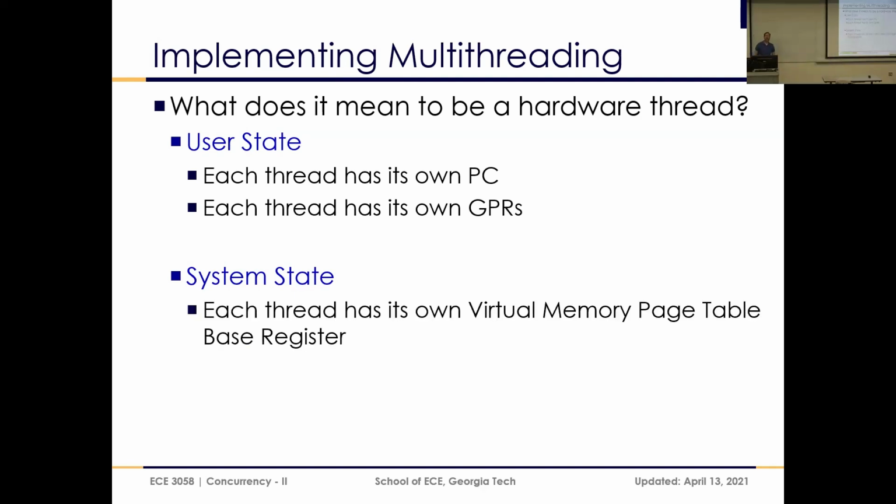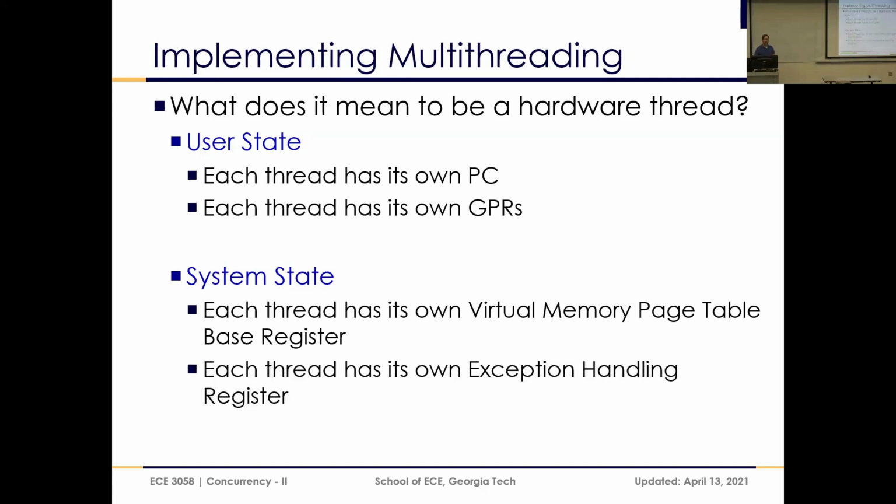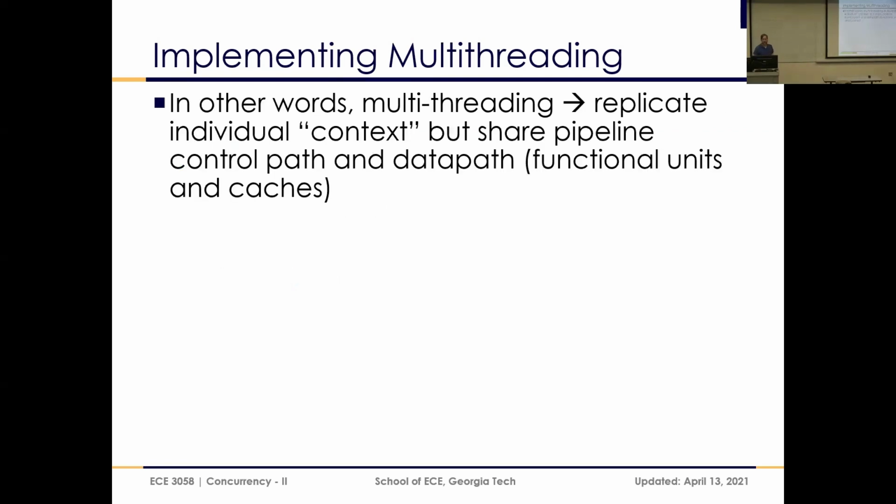Each thread has its own virtual memory page table base register. Each thread has its own exception handling register. Okay, so these things are going to be created when we create the threads, so they can go to different places. Now, depending on how the operating system actually runs it, you could have a process have its own virtual memory page table. Does that make sense? In other words, multi-threading is replication of individual context, but it has a shared pipeline.